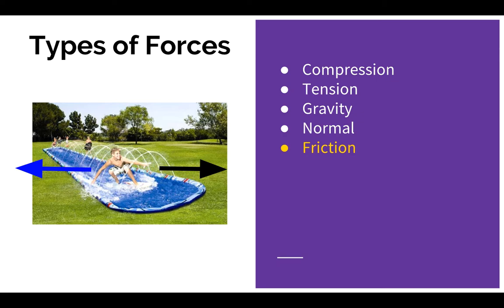Friction. You know friction, when you go on a slip and slide, it causes you to go far and have fun on the slip and slide. So we've got the motion of the person going to the right, and friction always acts against the motion. When there's a little bit of friction, that means it's more slippery. So by adding soap to a slip and slide, it decreases the friction and makes you go faster.